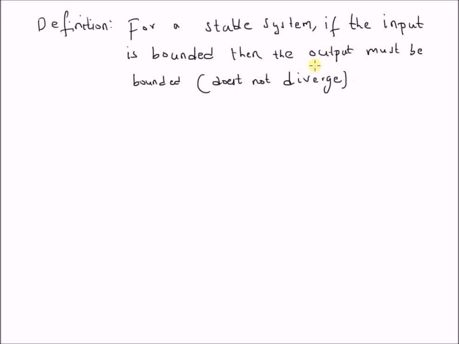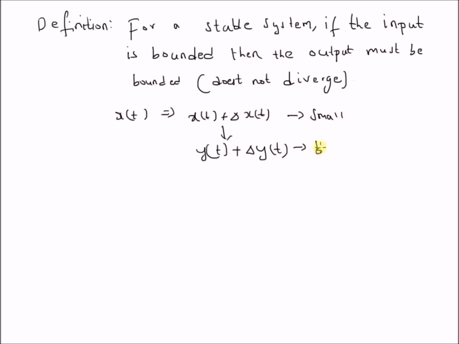So, for a system that has a finite input, that is an input that is bounded, the output is also finite. That is, it should also be bounded. If the input x of t is changed to x of t plus delta x of t, where delta x of t is small, then the output resulting from the change in this input will be y of t plus delta y of t, where this change is also small. That is, if this is small, then this is also bounded. Then this system is a stable system.